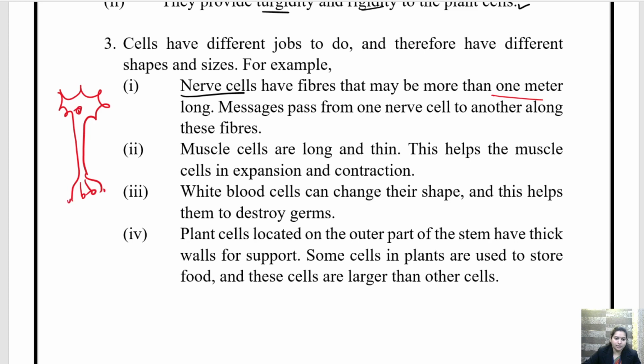Okay, this is the structure of a nerve cell. So they have a long thread-like structure, fiber. Okay, this you can see. This is the fiber they are talking about here, that is 1 meter long approximately, and messages pass from one nerve cell to another nerve cell through these fibers.